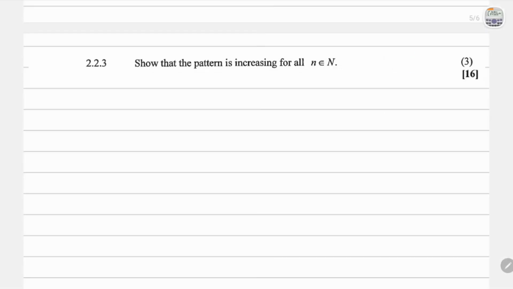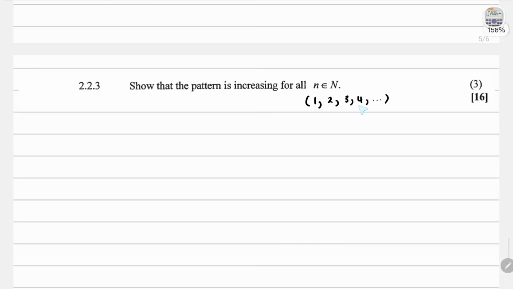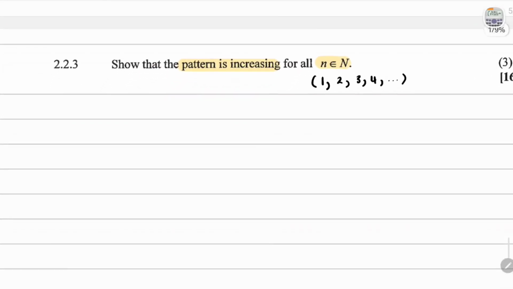And there we go. Question 2.2.3 says, show that the pattern is increasing for all values of n where n is an element of natural numbers. So we know that natural numbers are numbers like 1, 2, 3, 4, and this keeps going till infinity as long as you're moving in natural numbers. Okay, so they're not fractional numbers. And we just need to prove that this pattern will be increasing for all these values. Okay, so the n are the term numbers, like term 1, term 2. And remember that terms don't really move in fractions. But okay, let's see.